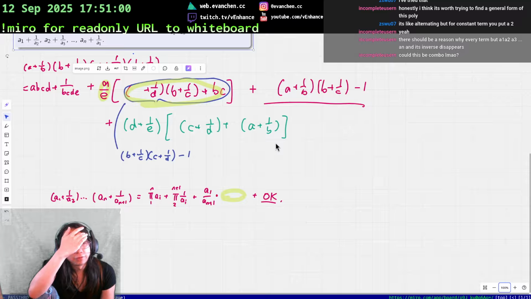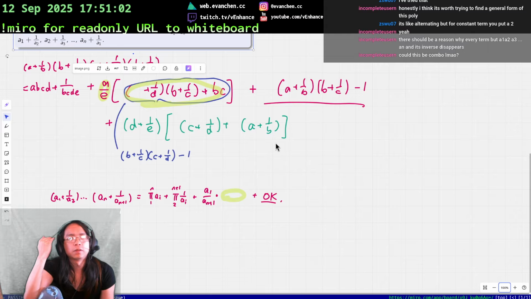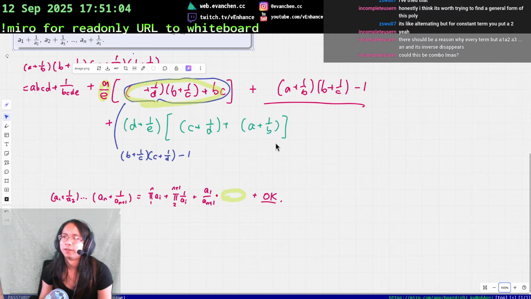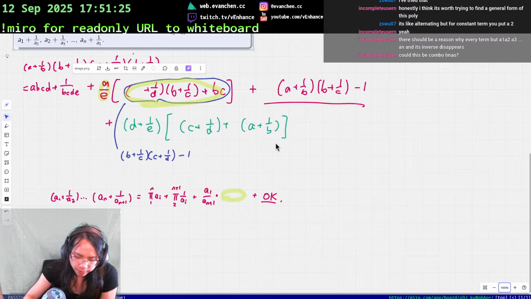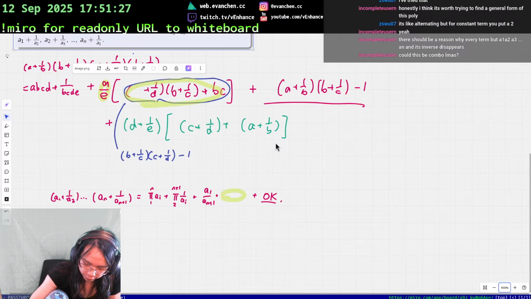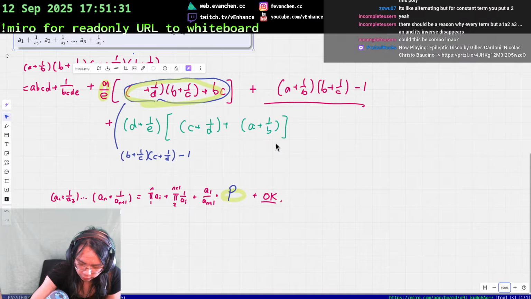Could it be combo? Honestly, I would not be surprised if it's combo. But basically the thing is, if I can describe what the yellow blob is, and then show that when I tack on the next factor, it's okay, then we're home free. So let me give this a name. We're gonna call it capital P. Let's do n. All right.